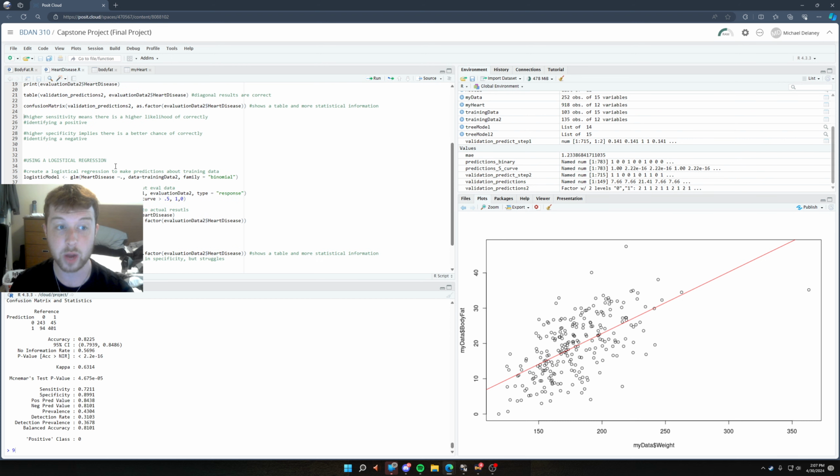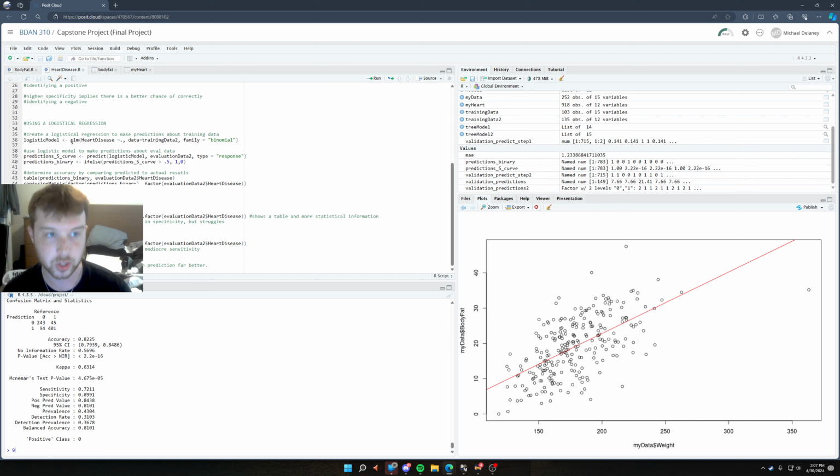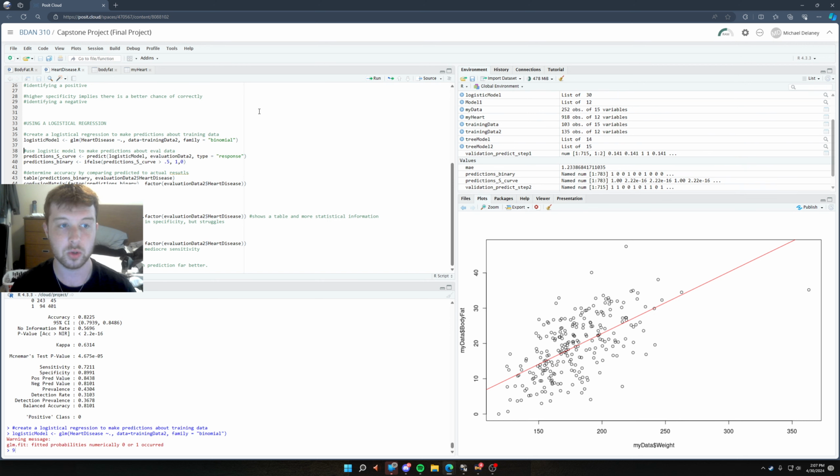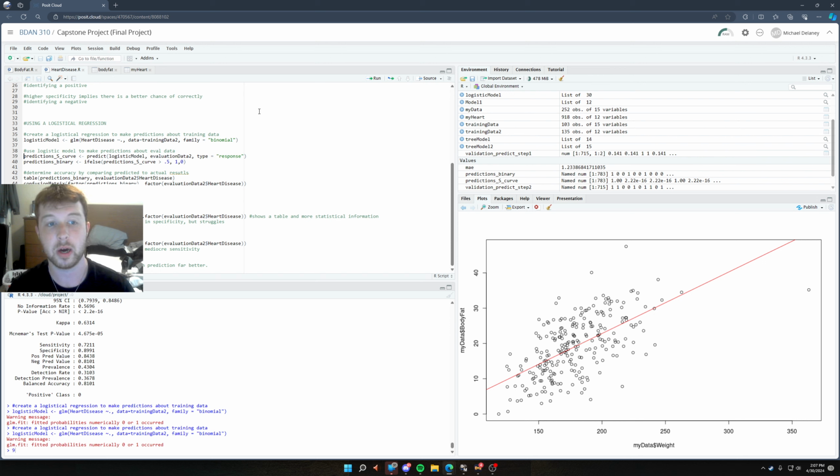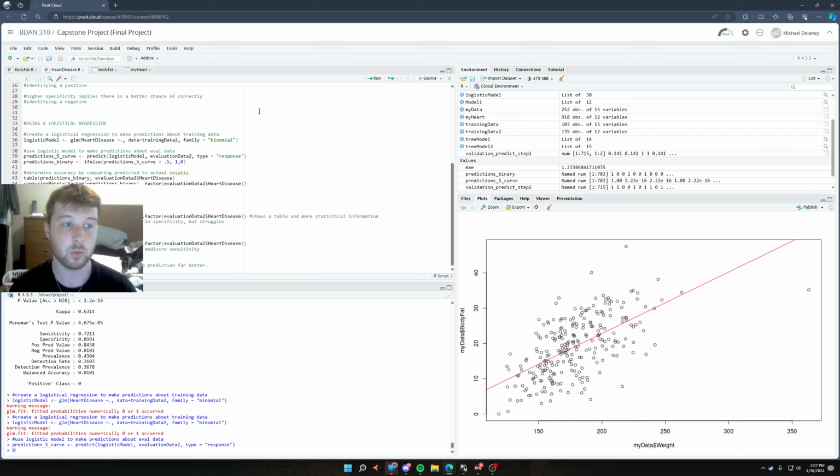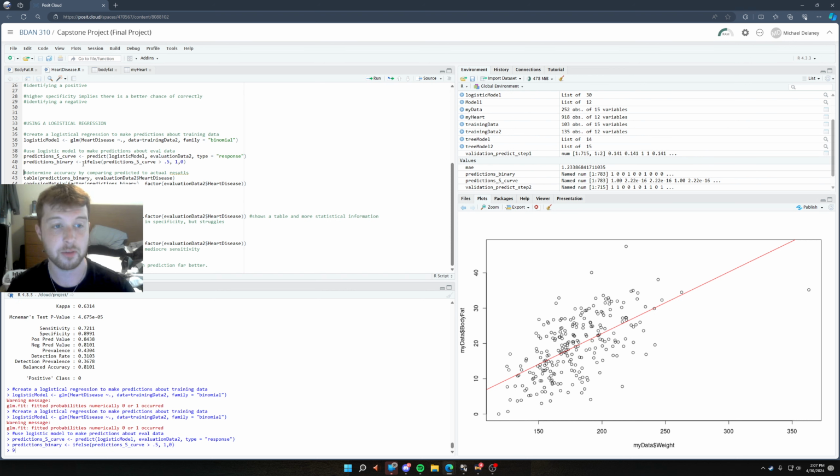The sensitivity is not quite where we'd like it, but now we can look at a logistic regression. So we're going to create a logistic model here with the generalized linear model function using heart disease as our dependent variable. It's going to use everything else in the data set. Binomial. Then we're going to create the logistic model to make predictions about the evaluation data. So we're going to create our S-curve here with the prediction, and then we're also going to do our prediction binary. And this is an if-else statement. So it's essentially saying if this defined variable that we created is greater than 0.5, then yes, otherwise no.